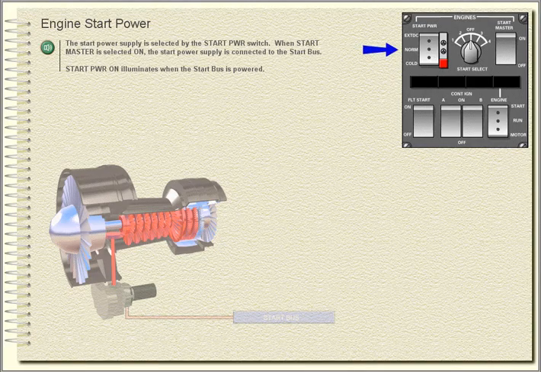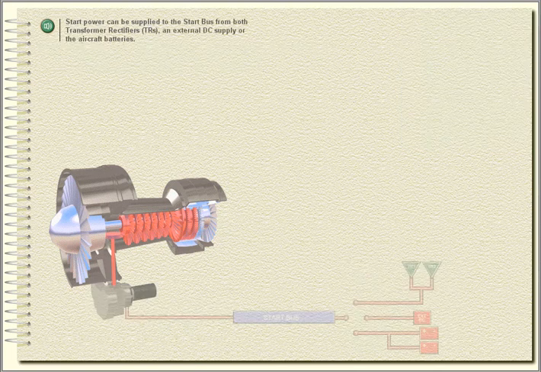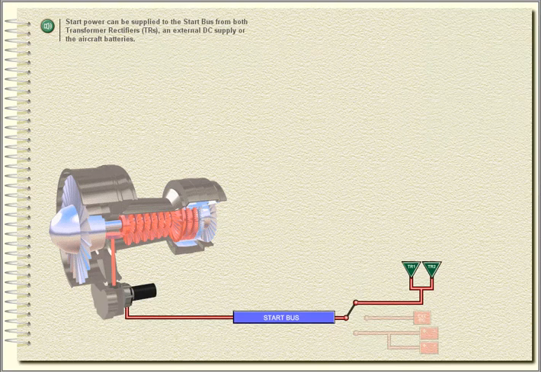Engine start power. The start power supply is selected by the Start Power switch. When Start Master is selected on, the start power supply is connected to the start bus. Start Power On illuminates when the start bus is powered. Start power can be supplied to the start bus from both transformer rectifiers, TRs, an external DC supply, or the aircraft batteries.